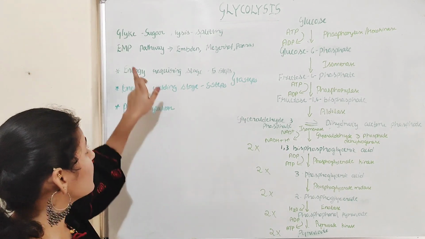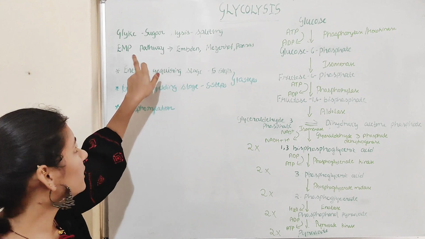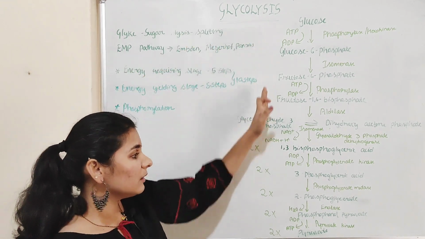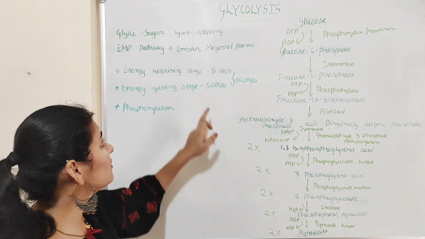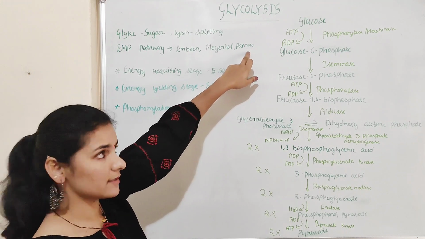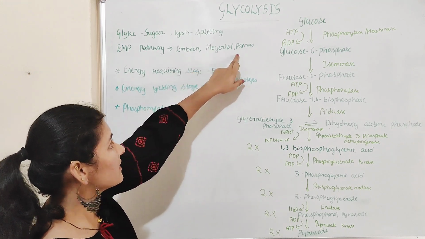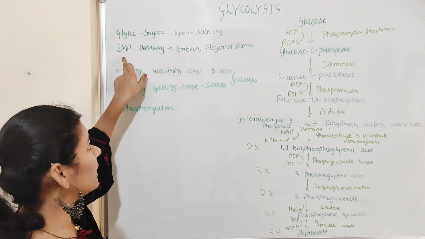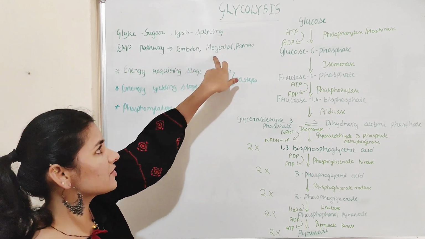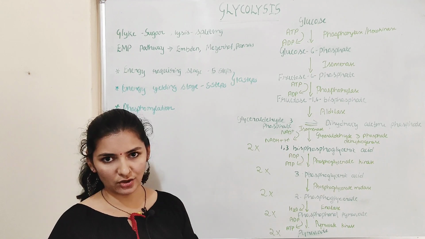Glycolysis is also called the EMP pathway. It is called the EMP pathway because the scheme of glycolysis was given by three scientists, that is Emden, Meyerhoff and Parnas. The first letter of each scientist's name together makes the EMP pathway. So the EMP pathway is named after the three scientists who gave the scheme of glycolysis.